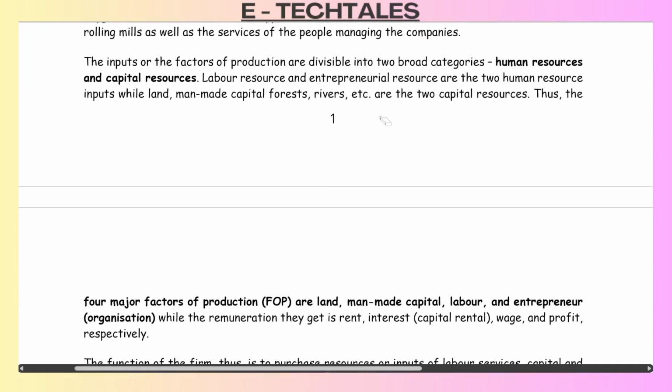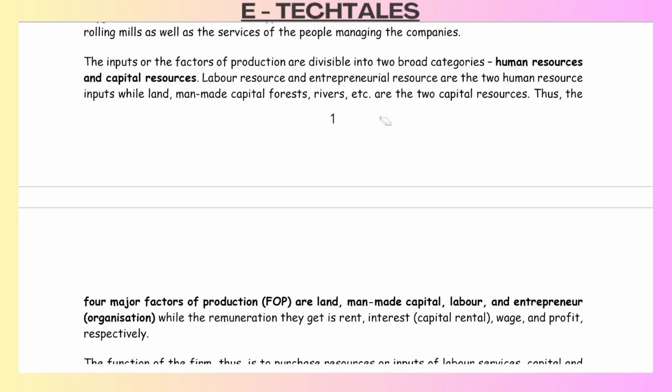Now, there are four major factors of production that we actually know since our college days, or you can say since 11th, 12th also we have studied that. That is land, labor, capital, entrepreneur. So these are the four major factors of production, with their corresponding returns being rent, interest, wages, and profit.